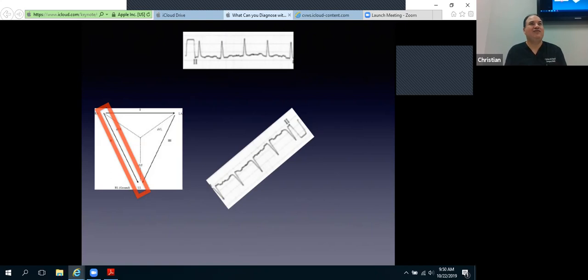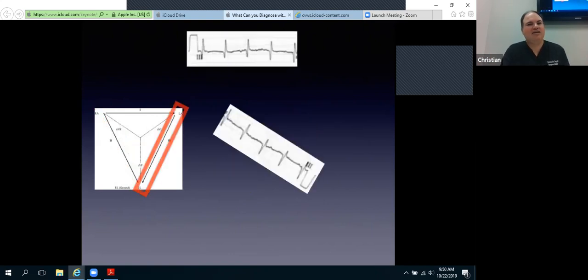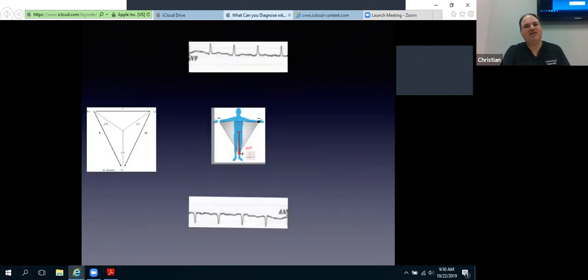EKGs are really not difficult. What's difficult is that we display them in a way that makes you have to go abstract AF to figure out how to interpret that. Lead 3 is in that direction. So you begin to understand why it becomes isoelectric, because you're on the same side of the heart, right? So that's the angle that you're at there.